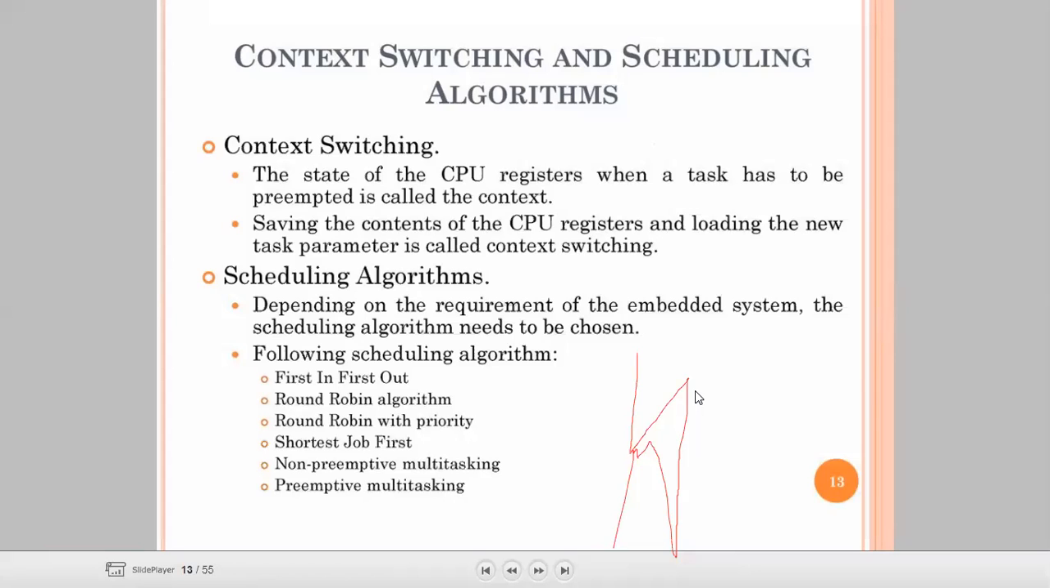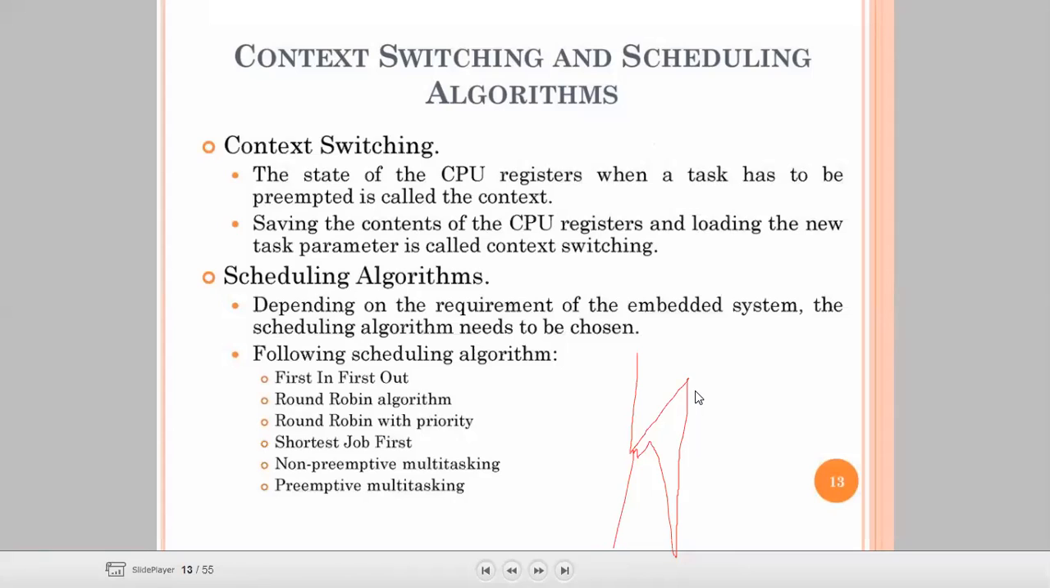Okay, first task 20%, second task 20, third task 20, fourth task 20. Again, first task 20. That's the round robin algorithm. Round robin with priority is also there, where the task having the highest priority is executed first. That is called round robin.